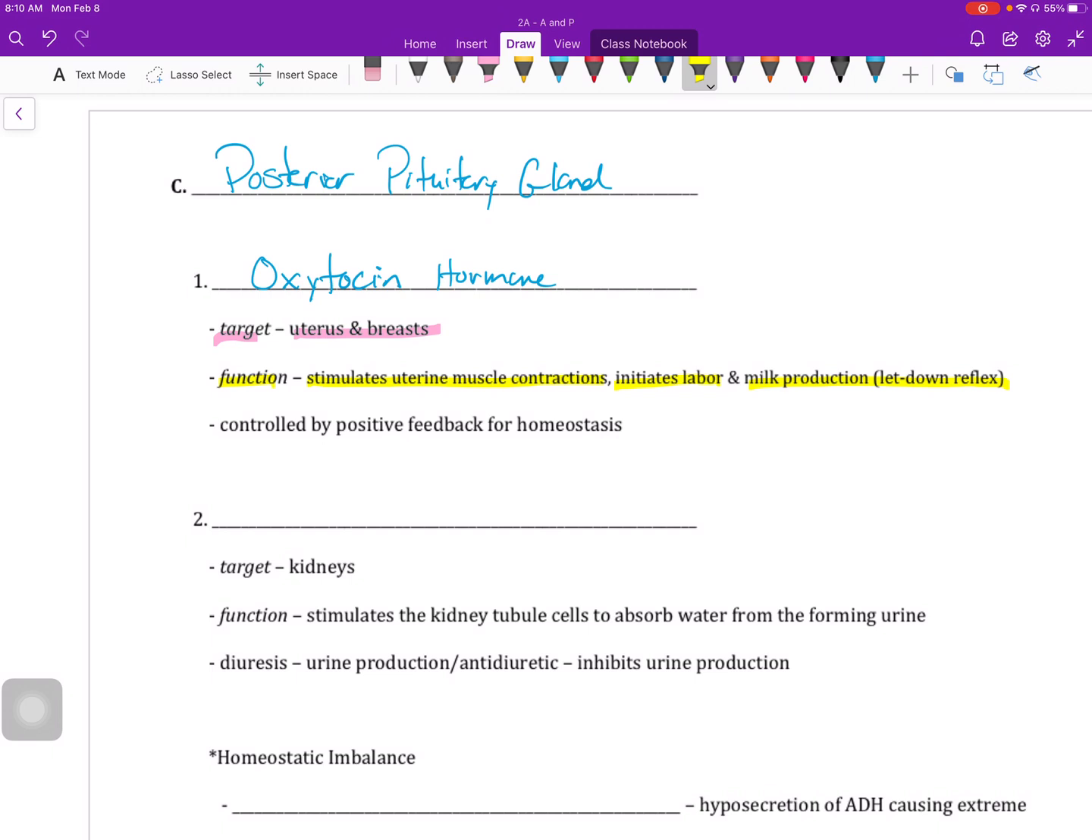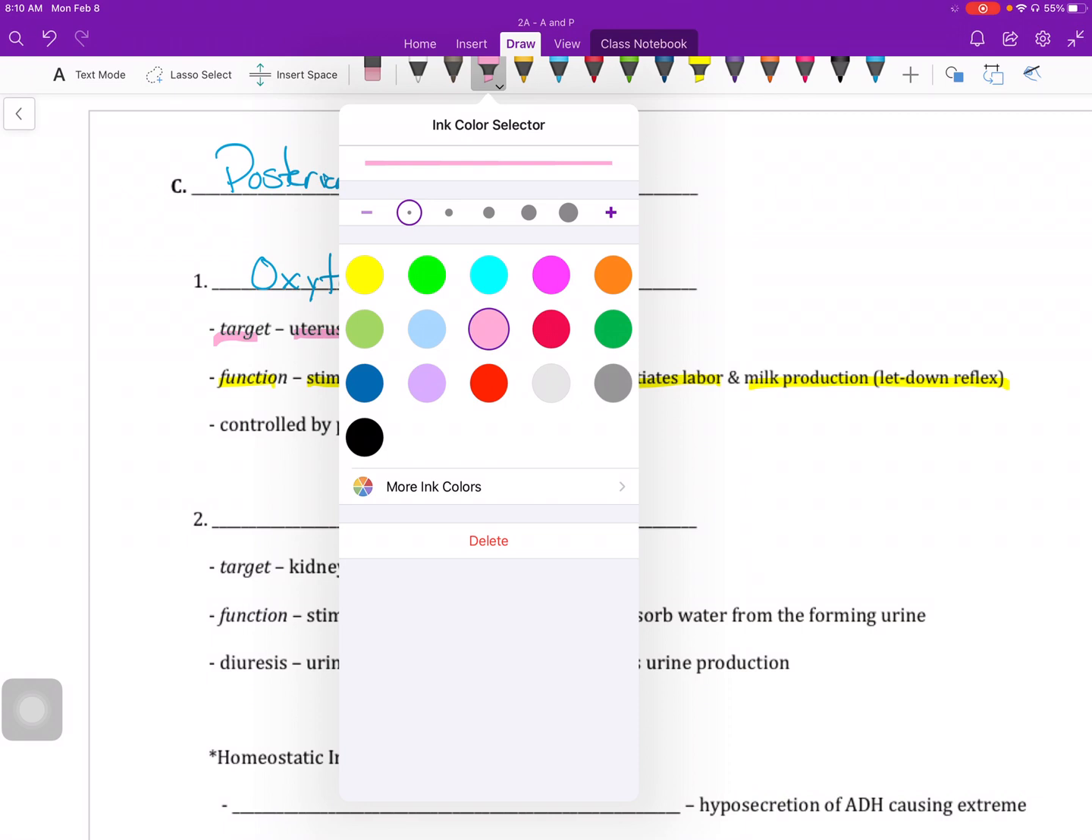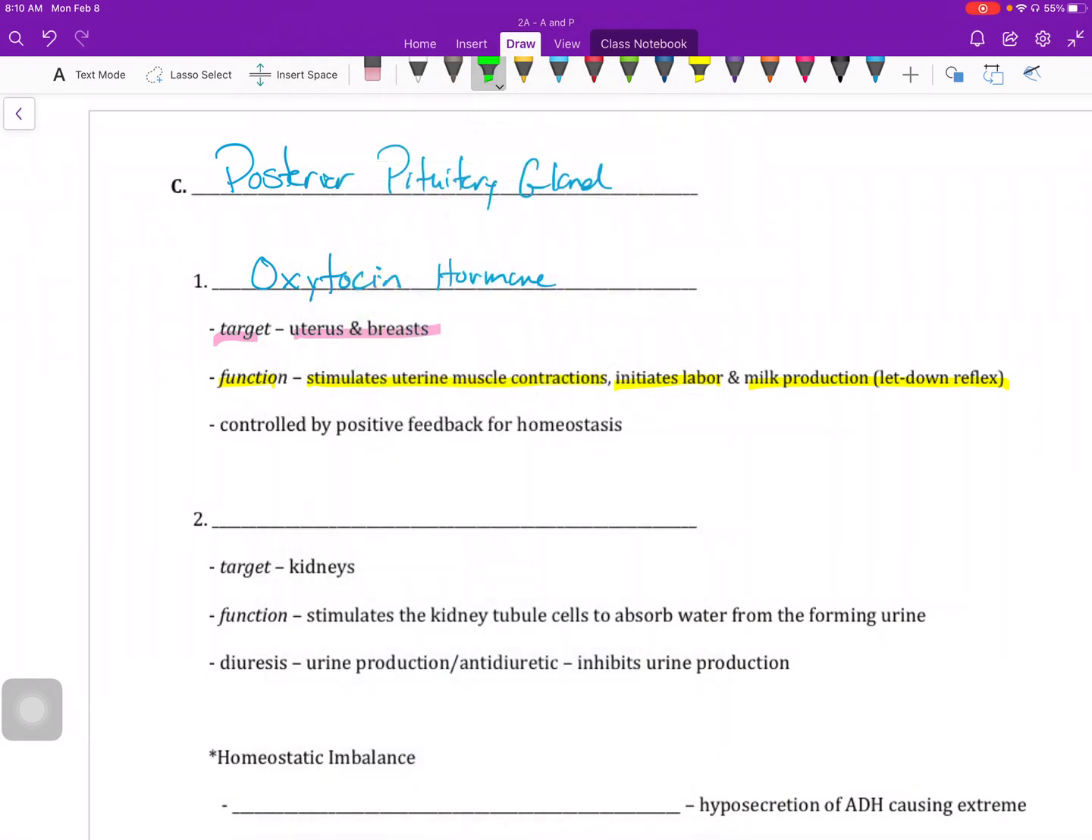Very, very important, ladies and gentlemen. And we're going to find another color for this. I'm going to make this green. It is controlled by positive feedback for homeostasis. This one hormone controls 2 of the 3 positive feedback mechanisms that we discussed. Oxytocin controls uterine contractions and it controls breastfeeding or lactation. All right, this one hormone has 2 of the positive feedback mechanisms that we discussed earlier in the year.